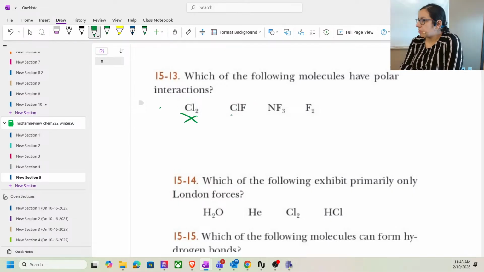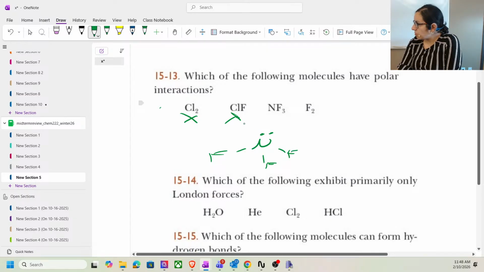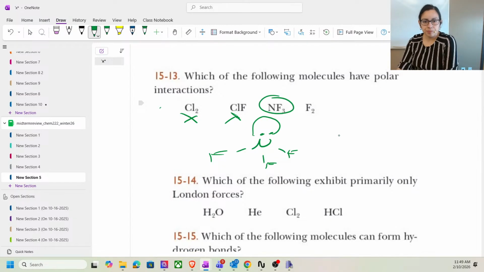Chlorine, fluorine. I mean, not really. You could argue there's a small difference in polarity, but they're still two of the most electronegative elements. Nitrogen and fluorine, how about that? Don't forget with this structure, not only do you have your small difference in electronegativity, but you do have a lone pair, so that drives your polarity. And then fluorine, another nonpolar diatomic, so no. Good.